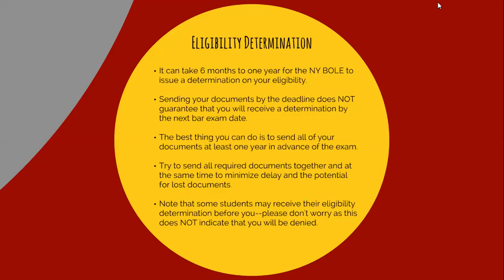Again, we recommend that you send all of your documents together as much as you can to kind of minimize delay. And unfortunately, the New York Bar does not seem to work on a first come, first served basis. So it's highly likely that your friend who submitted their documents 2 months after you receives their confirmation before you do, and it really doesn't signify anything. They're working through the documents at their own rate in New York. So just because you haven't heard anything doesn't mean you will receive a negative determination. So just don't be too worried about that.